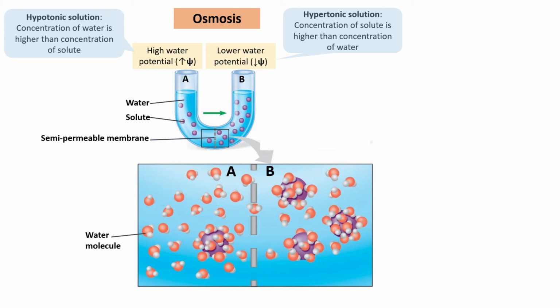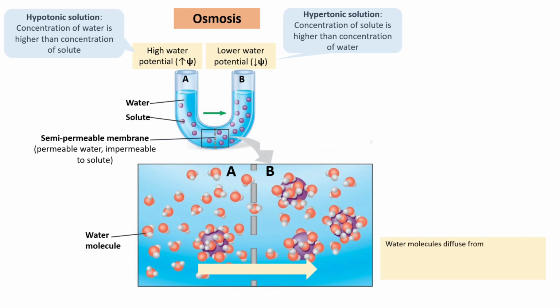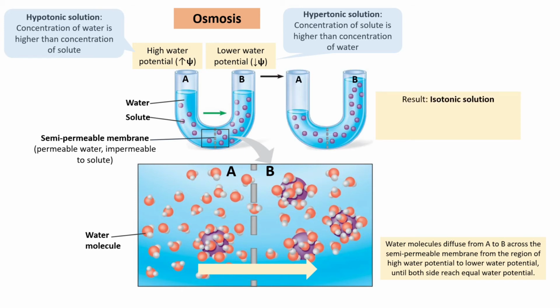The semi-permeable membrane is permeable to water, but impermeable to solute. So, water can cross the semi-permeable membrane, but solute cannot. Therefore, water molecules from region A will diffuse into region B, across the semi-permeable membrane from the region of high water potential to lower water potential, until both sides reach equal water potential. This will result in an isotonic solution. Both sides have equal water potential. Therefore, water molecules move between region A and B at the same rate.